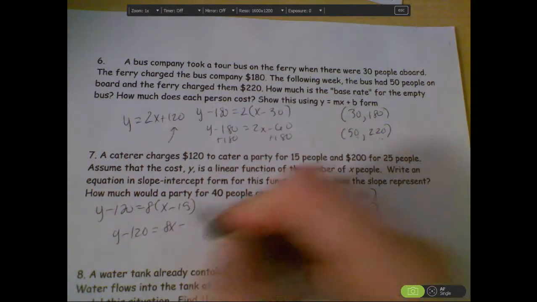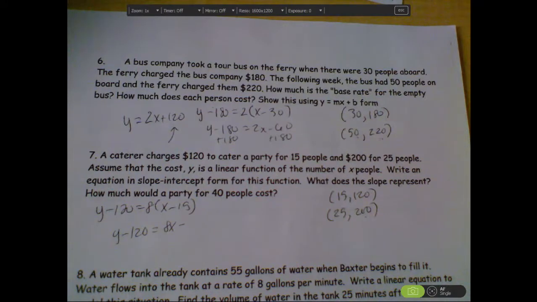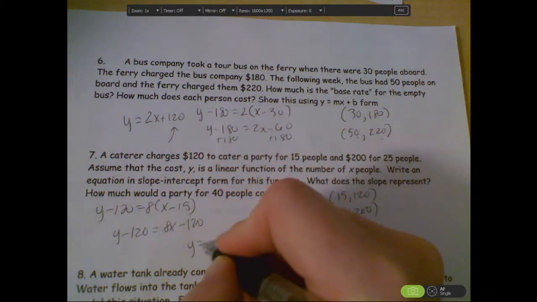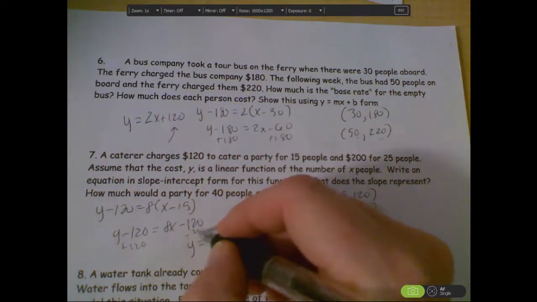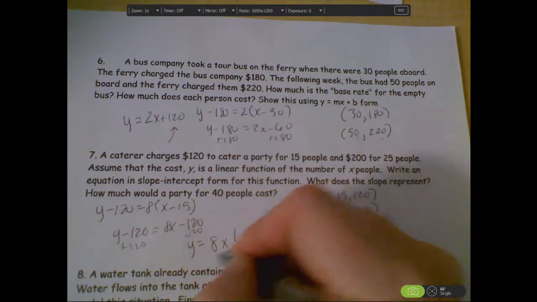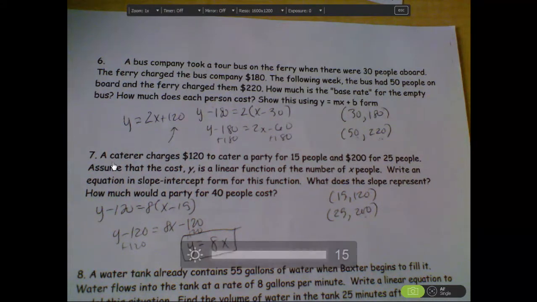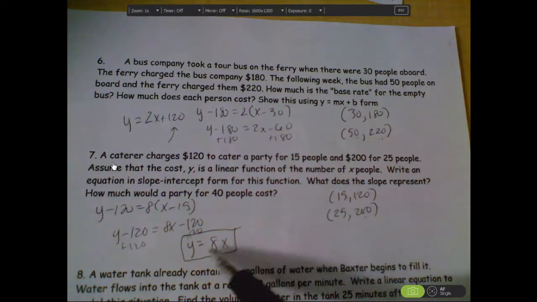120? Is that 120? 15 times 8? Yeah. And in this case, you'll notice that there is no y-intercept. That means there is no flat fee. They're not saying we're going to charge you $100 plus this much per person. They're just charging you $8 per person. So the slope is 8, which is the number of dollars per person. A party for 40 people would cost $320. Plug in 40 for x, 8 times 40.